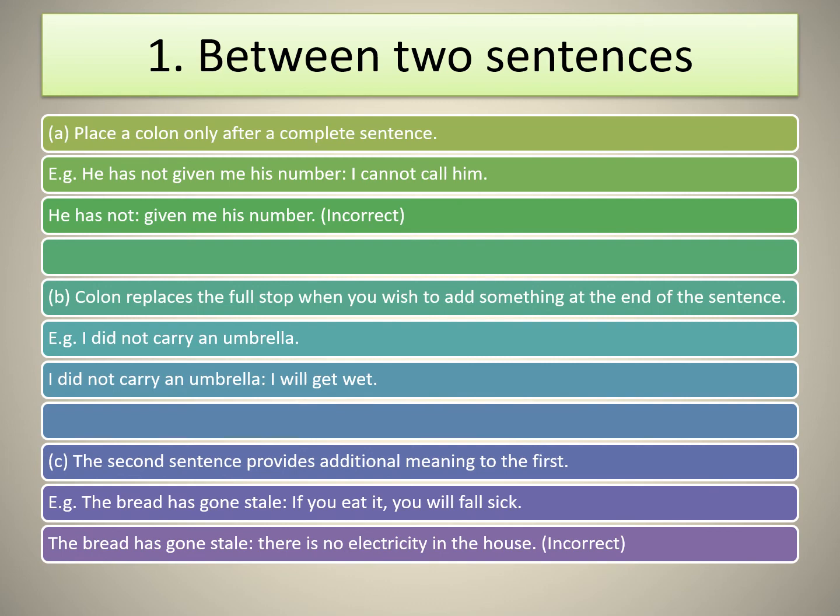But you cannot give extra information that has no relation to the first sentence. The bread has gone stale. There is no electricity in the house. There is no electricity in the house is not extra information on this first sentence. They do not match. But in the first example, the bread has gone stale. If you eat it, you will fall sick. That makes sense. It is just adding more information to the first part of the sentence.